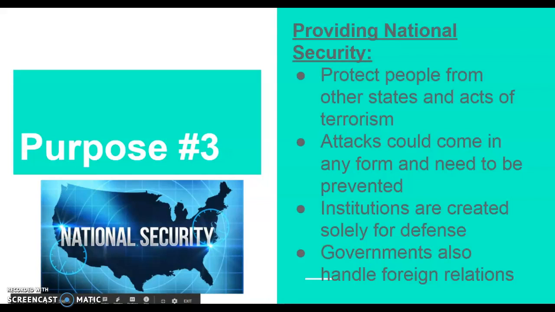We have institutions that are created solely for our defense. Okay, so like CIA, FBI, our military. And then governments also handle foreign relations as part of the national security. You want to build up allies with other countries in order to help prevent us from getting in sticky situations abroad.